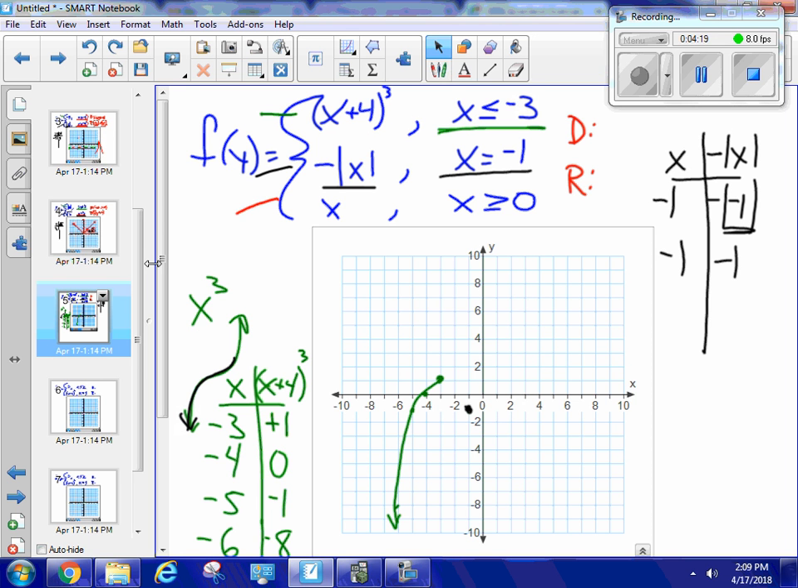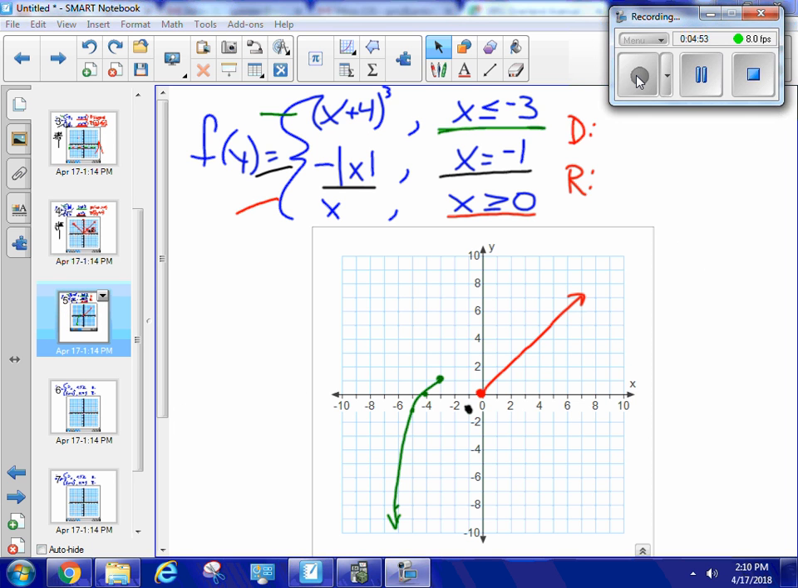And then the last piece is the graph of x, but that's where x is greater than or equal to 0. Well, I know the graph of x is just a diagonal line with a slope of 1, y-intercept of 0. So this is the graph of x. And I only want it where it is greater than or equal to 0. So that's a pretty good representation here of my function.